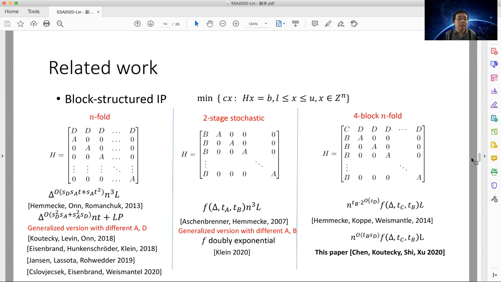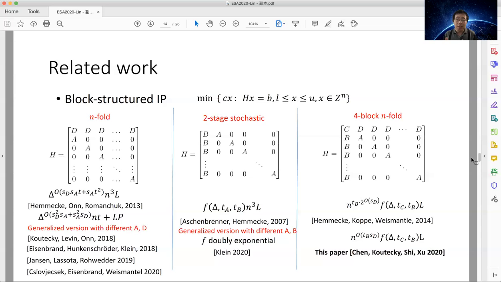As you can see, both n-fold and two-stage stochastic admit FPT algorithms parameterized by small submatrices. And very interestingly, in recent years there have been further improvements, where nowadays we are even able to deal with the generalized version of these, where the small submatrices do not need to be identical. They can even be different. That is very good news.